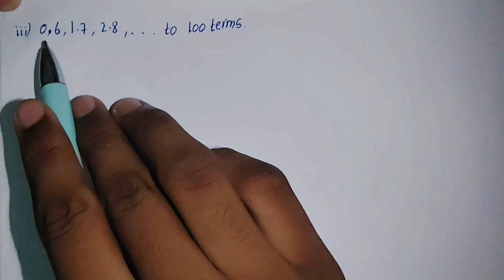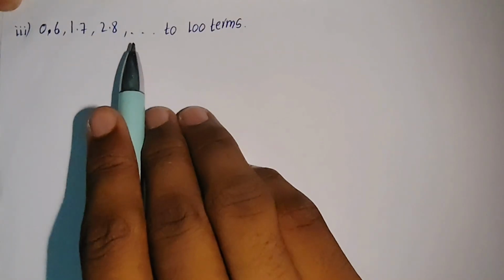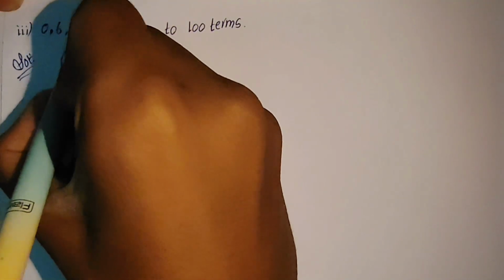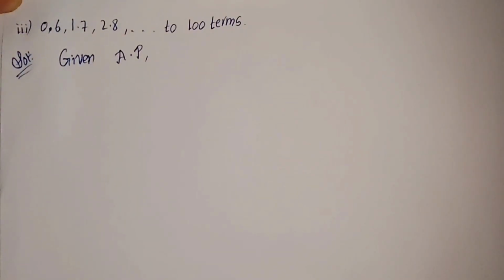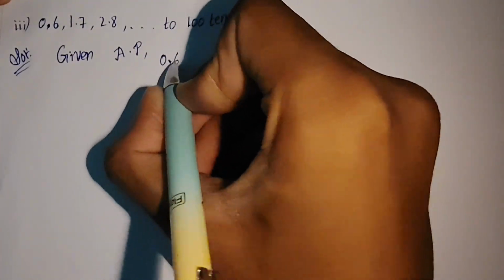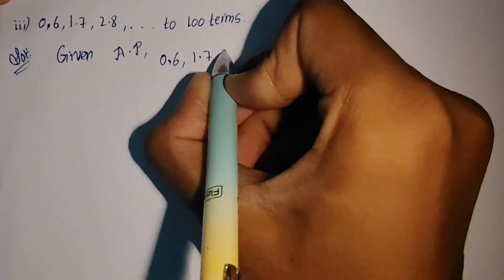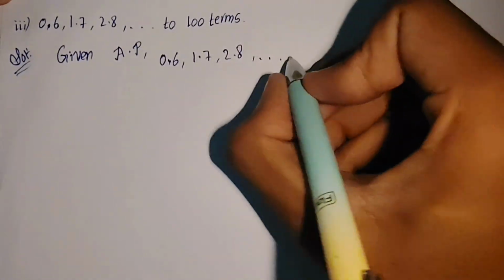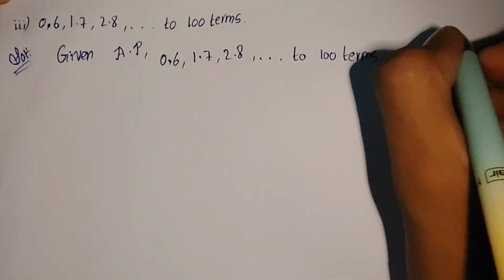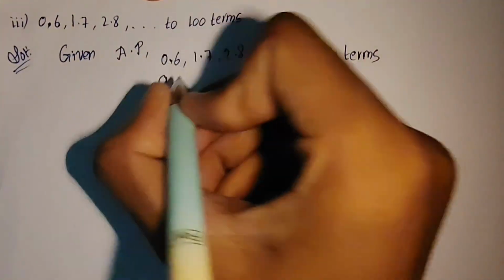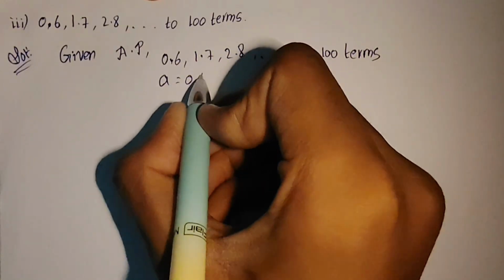So here the third question is 0.6, 1.7, 2.8 and so on up to 100 terms. Let us solve it. So here given AP is 0.6, 1.7, 2.8 and so on up to 100 terms. By using the given AP, I am taking the value of A is equals to 0.6, means the first term.